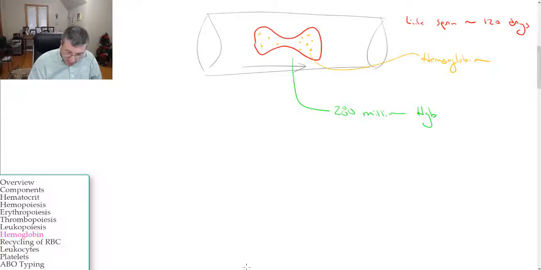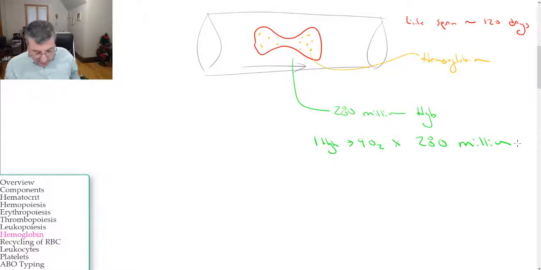So now the question is, each red blood cell can carry how many oxygen molecules? Well, this isn't math class, and I'm not good at math, so let me just do this basically here. So 1 hemoglobin can bind with 4 oxygen times 280 million. In other words, a lot. Okay, that's just a big number.